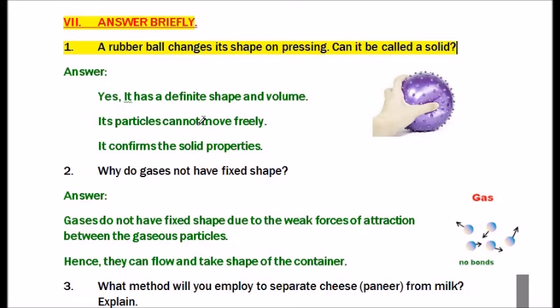Answer is yes. It has a definite shape and volume. Its particles cannot move freely. It confirms the solid properties.